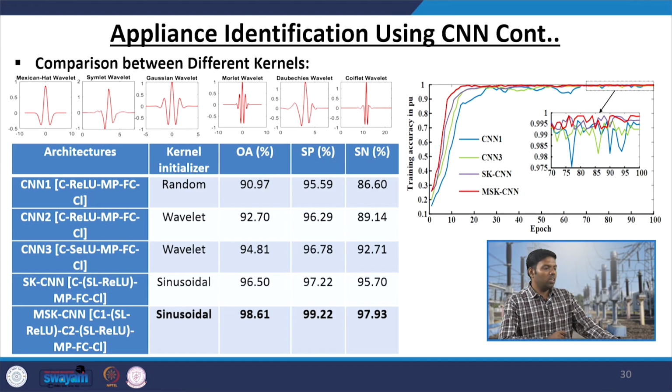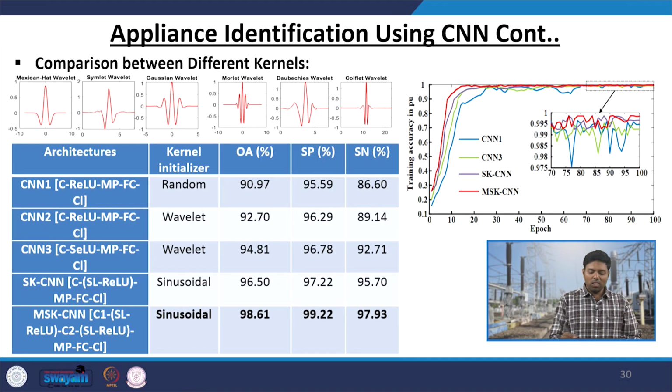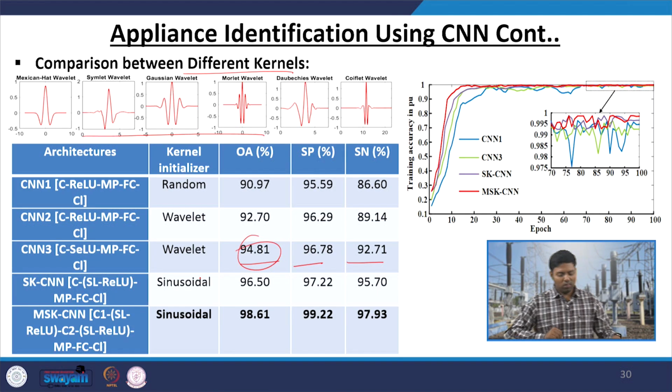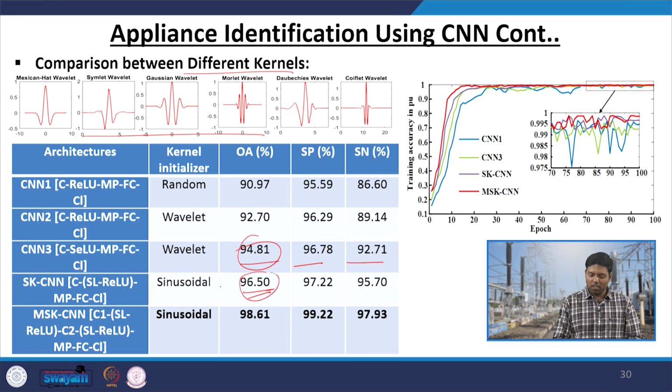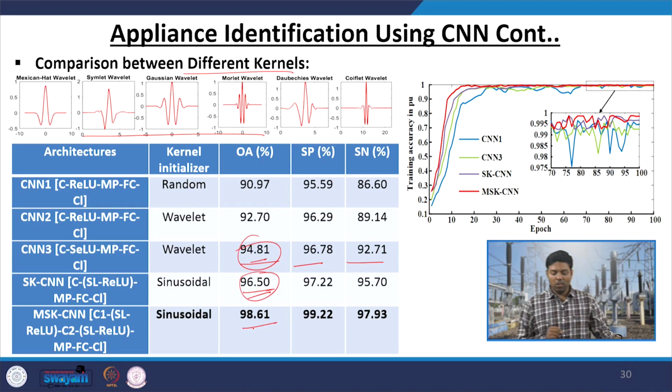Now, if you initialize it wrong, that means if your guiding principle is wrong and you initialize the kernels with wavelet kernels, then your classification accuracy will also reduce. That will even reduce if you use only the primary sinusoids. With primary sinusoids it is 96%, with wavelets it comes to 94.81%, with ours it is 98.61. Now, you can see the convergence; obviously with the rolling epochs this will converge.